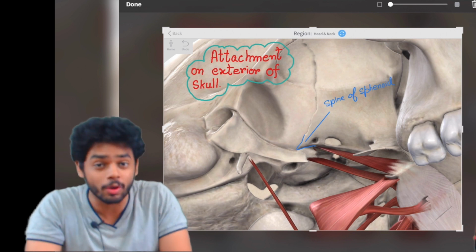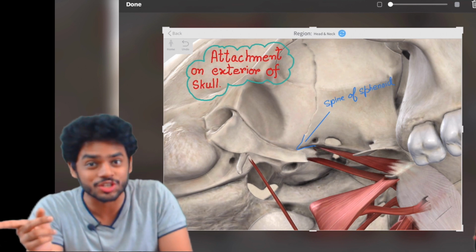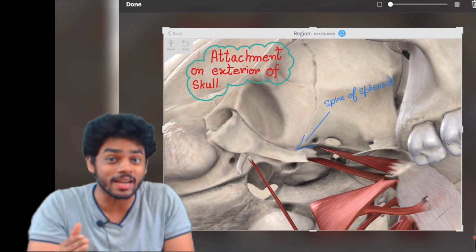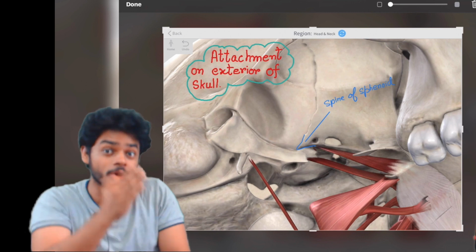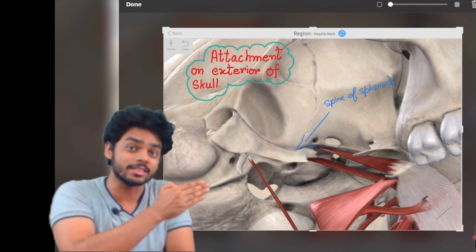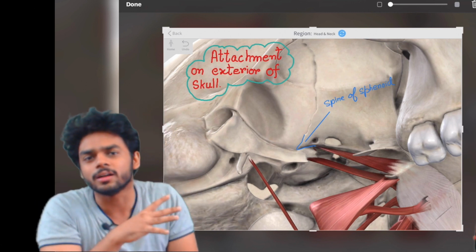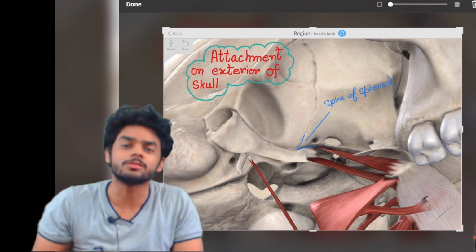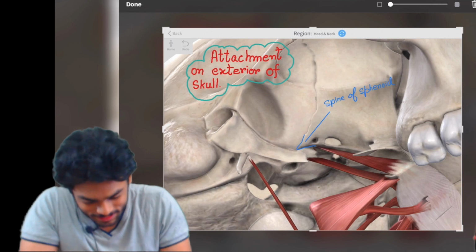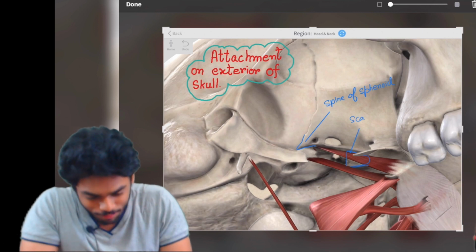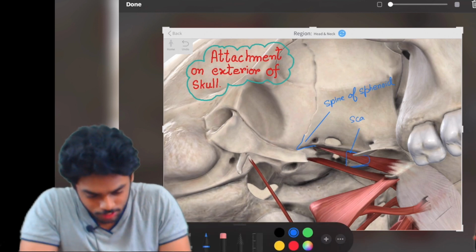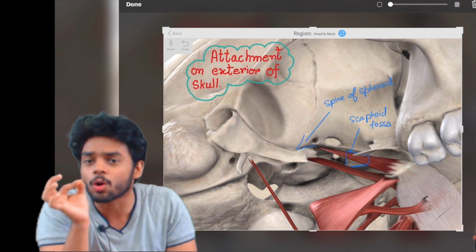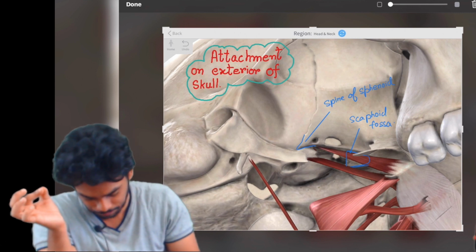I have explained this spine in the previous lecture. And the second origin point is the scaphoid fossa, which is present at the posterior border of the medial pterygoid plate. I know it's not clear here, but it has been explained in the previous lecture. So if you have missed that, just go and watch it. See here, this is the scaphoid fossa, the triangular fossa. So these two points provide the origin of this muscle.